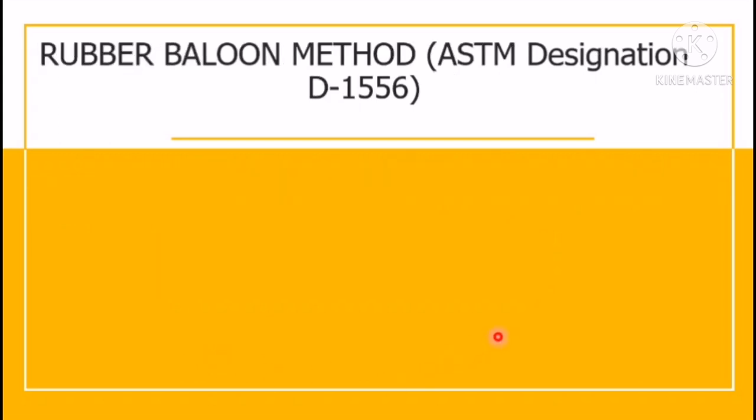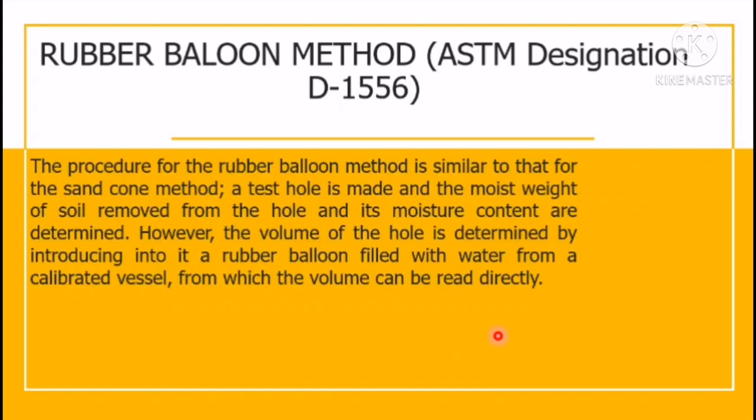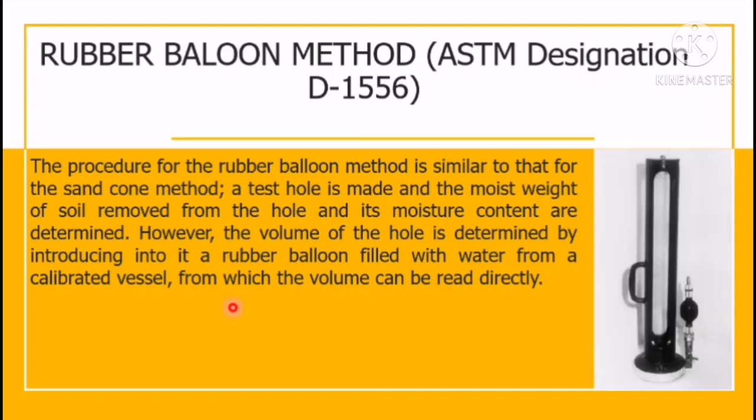So, another method in determining the dry unit weight at the field is the rubber balloon method. So, the procedure for the rubber balloon method is similar to that for the sand cone method. So, magdidig din tayo ng hole, a test hole is made, and the moist weight of soil removed from the hole and its moisture content are determined. However, the volume of the hole is determined by introducing into it a rubber balloon filled with water from a calibrated vessel from which the volume can be read directly.